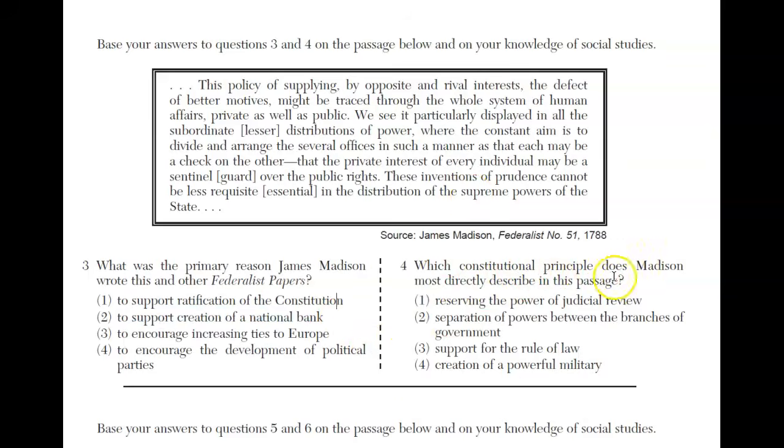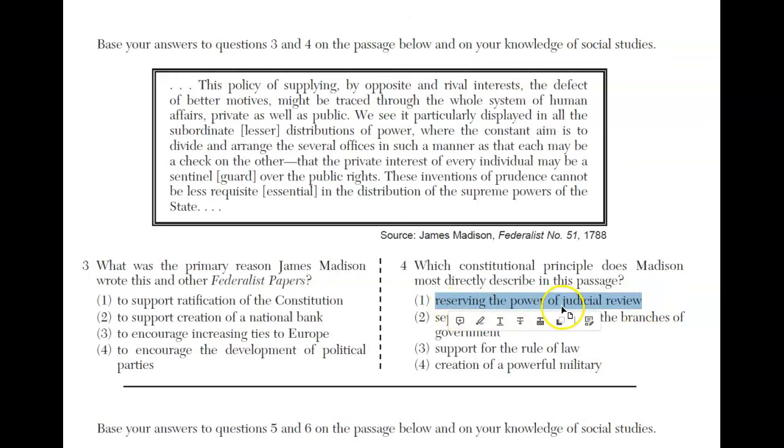Which constitutional principle does Madison most directly describe in the passage? Creation of a powerful military. Is there anything here about the president's power as commander-in-chief or any of that? It doesn't really say anything about that. Support for the rule of law. Well, the rule of law, that is, you have to follow the law and not just what's popular at the moment, even if the majority of people like it, that sort of idea, that's not really here. He's not talking about that. He's talking about the different parts of government pushing against each other.